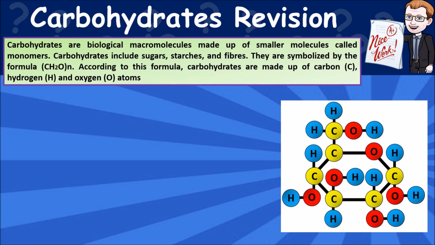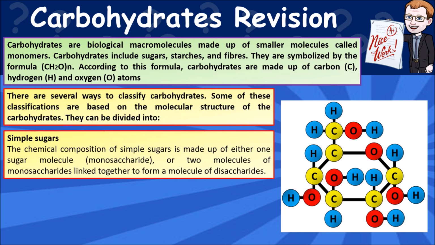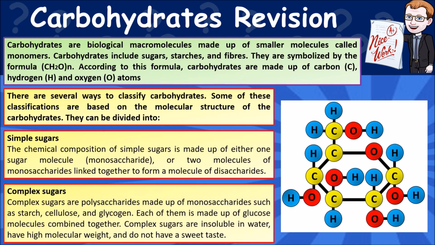Carbohydrates are biological macromolecules made up of smaller molecules called monomers. So monomers is quite important. Carbohydrates include sugars, starch, and other fibers. They're stabilized by the fact that they have lots of carbon, hydrogen and oxygen atoms in them. There are several ways to classify carbohydrates.